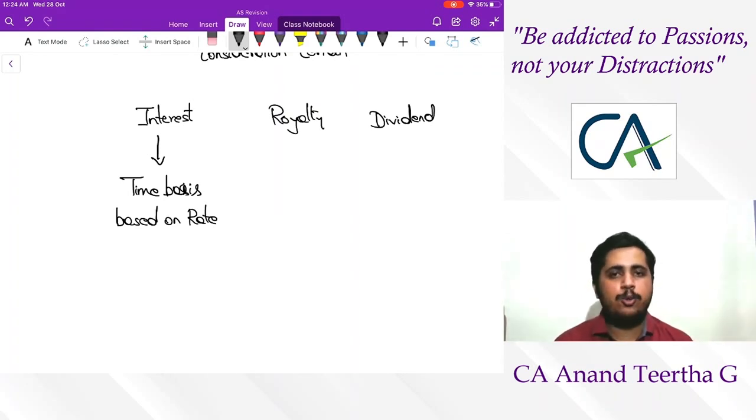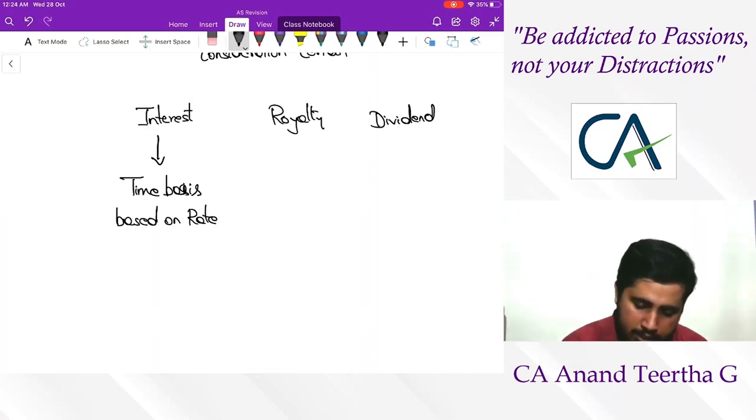Example, I take a loan on 1st January 2019 and we follow the financial year. So interest comes only for 3 months as on the balance sheet date. Why? Because of time proportion. Interest is done on a time basis, which we normally consider.